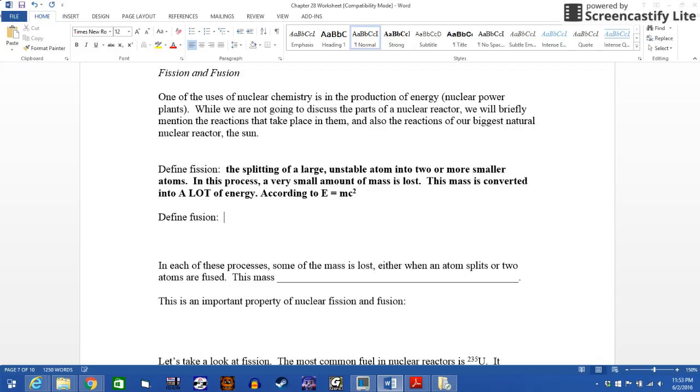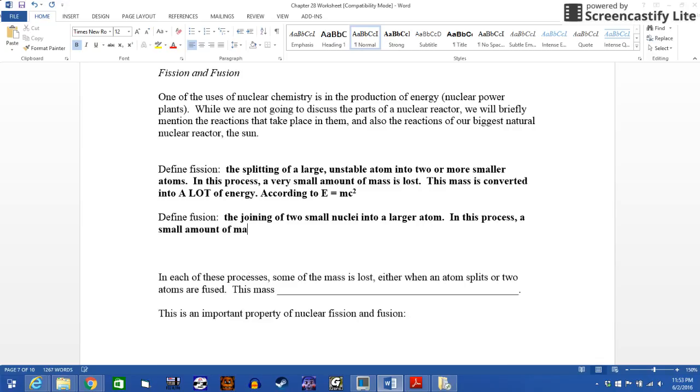Fusion, on the other hand, is the joining of two small nuclei into a larger atom. In this process, also, a small amount of mass is lost. You won't see it in the arithmetic. It could be 2 plus 2 on one side and 4 on the other, and that's what you will see. But really, the 2 plus 2 is like 3.9, and that 0.1 loss gets converted to energy the same way.